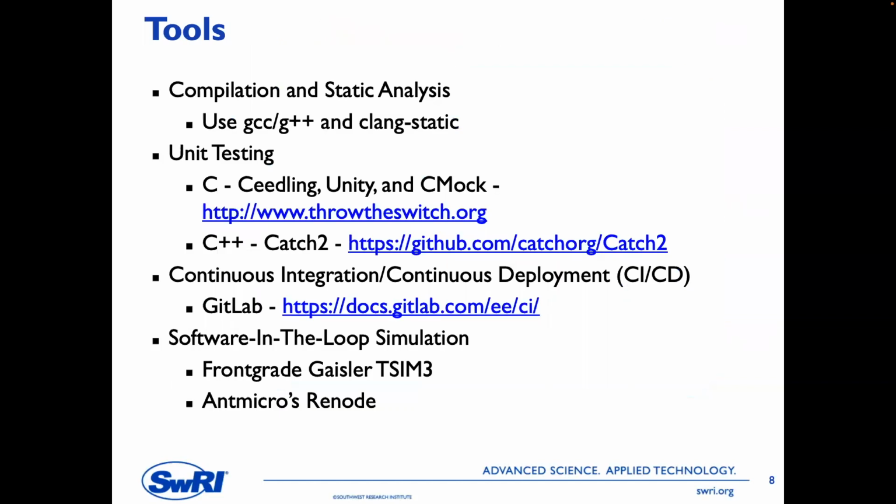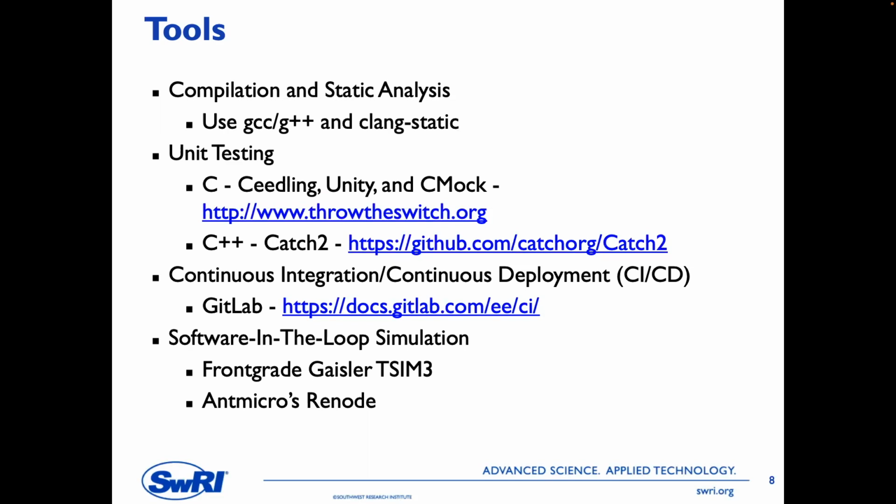As far as our tool chain, we use fairly standard tools for compilation and static analysis, often a version of GCC or G++. For static analysis, we use Clang Static, and we've also used several of the commercial products for static analysis. For unit testing, for C coding, there is a good set of tools at www.throwtheswitch.org: Ceedling, Unity, and CMock. And we've found these tools easy to use and easy to integrate into our development environment.